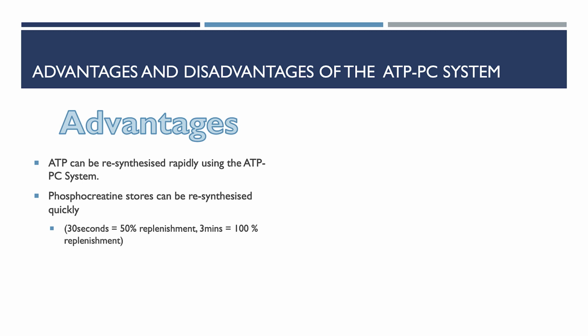Roughly, after about 30 seconds, 50% of the phosphocreatine stores have been replenished, and after about 3 minutes, 100% of it has been replenished. So after 3 minutes, again, you can have another 4 to 8 second boost, and after 3 minutes, again, you have all of it back in, so that 5 to 10, maybe even 12 seconds of the ATP-PC system.